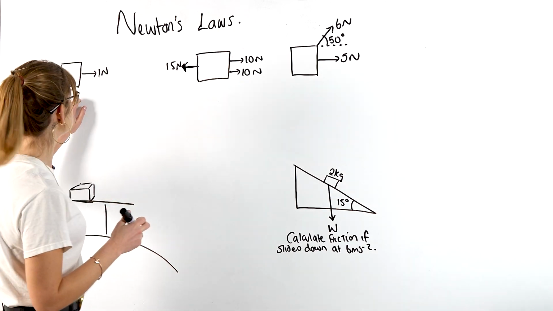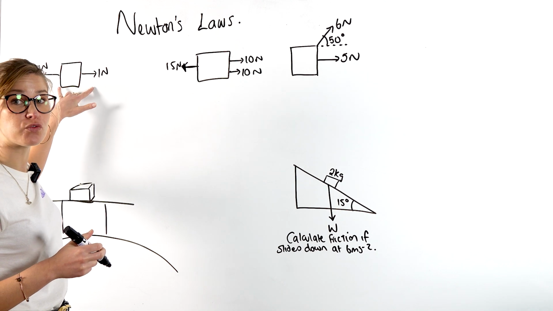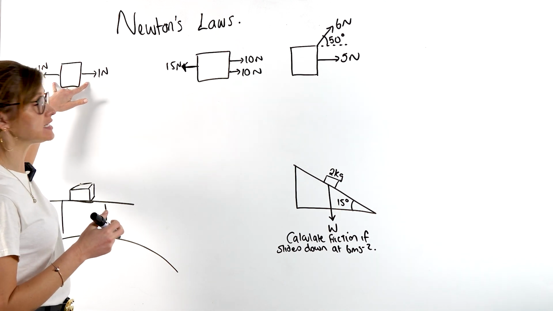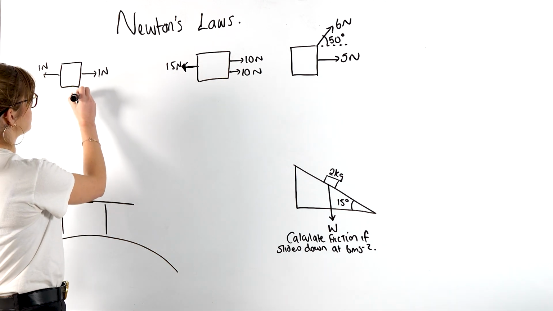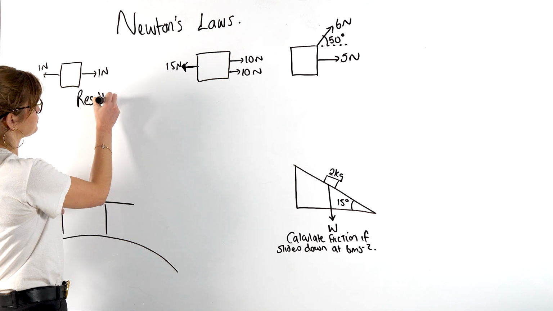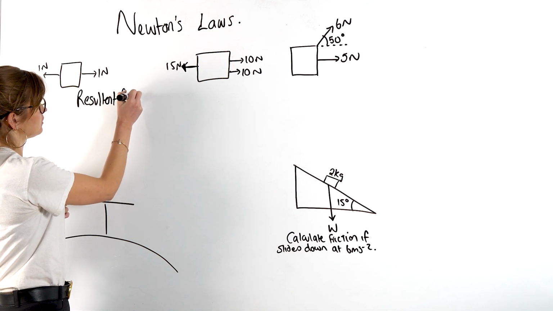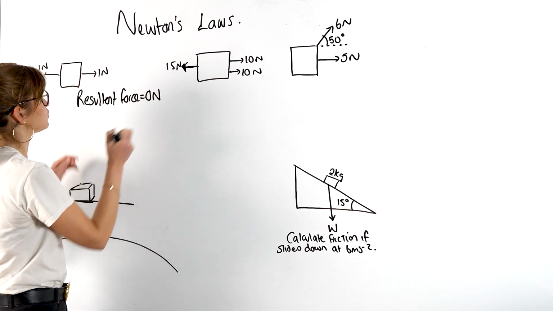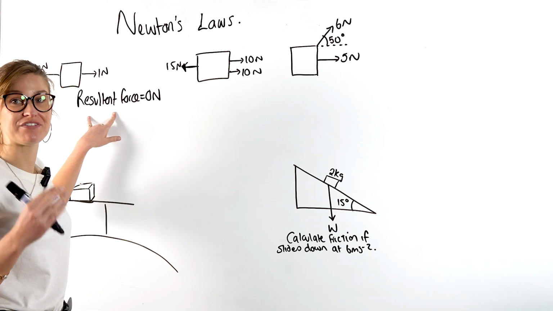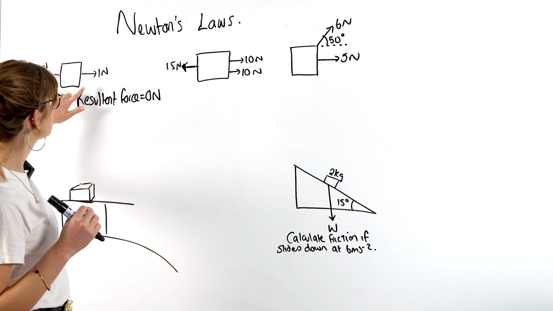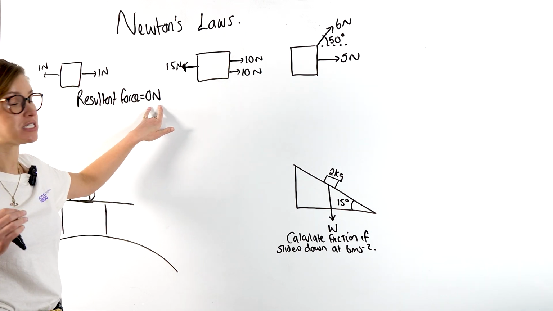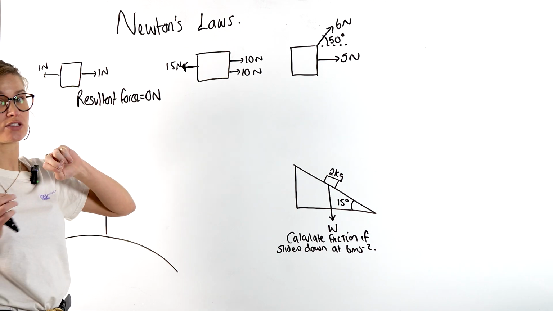Newton's first law tells us if an object has equal forces on it, so equal forces in opposite directions, we know that we can say the resultant force there is 0 newtons, right? So resultant force just tells us what the difference in those forces is. So the resultant force is 0 newtons on the object. We know the object's doing one of two things, right?